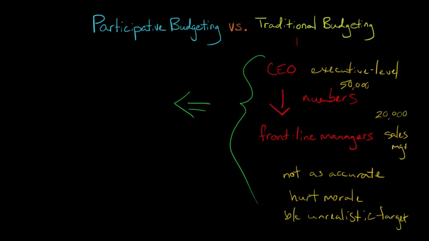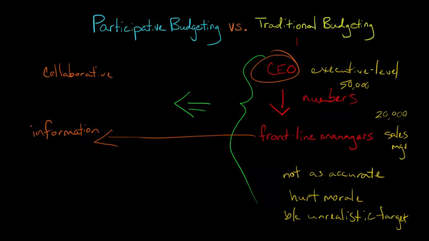Let me change colors here. So we're seeing a more collaborative approach. The idea being that, okay, let's take the information from these frontline managers, right? These frontline managers have important information about what these budgeted numbers should be. They have a good idea. They can inform the CEO and say, hey, look, realistically, here's what we can expect, right? So we can get more accurate info.